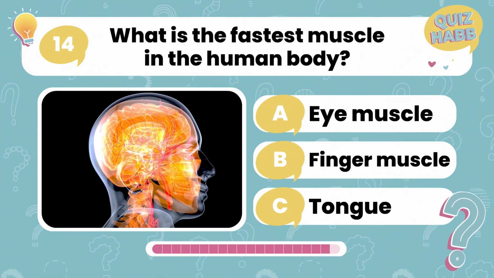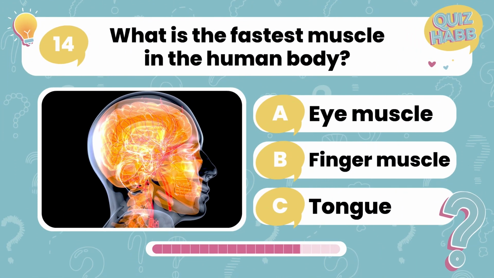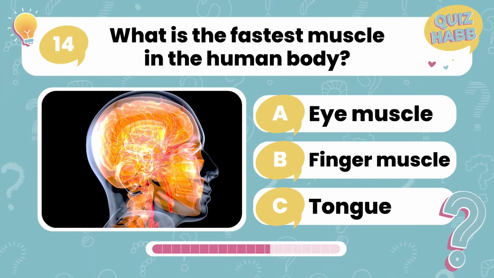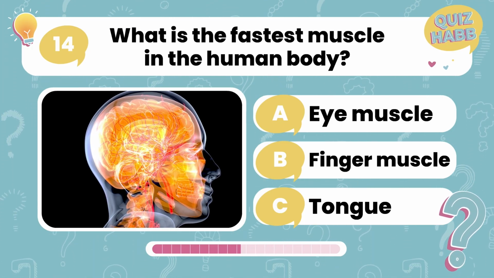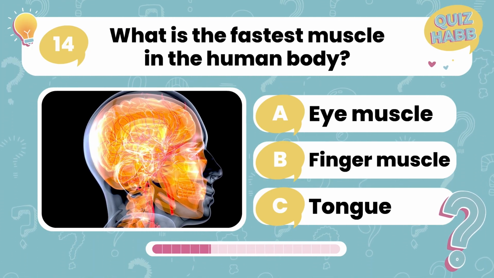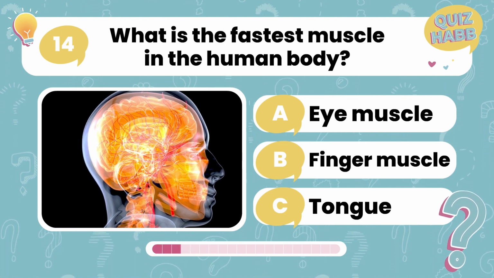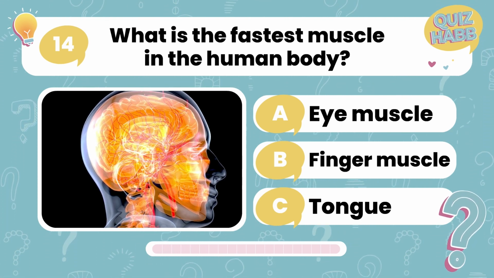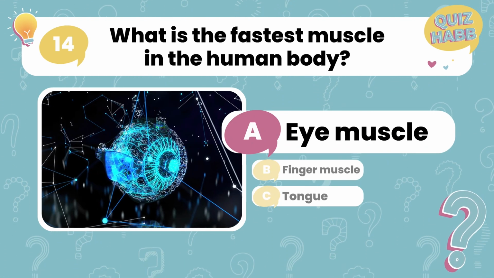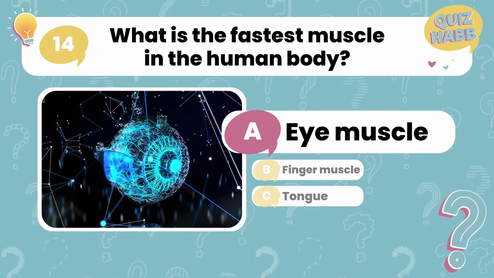What is the fastest muscle in the human body? A. Eye muscle. B. Finger muscle. C. Tongue. Correct answer, eye muscle. It moves in less than a millisecond.